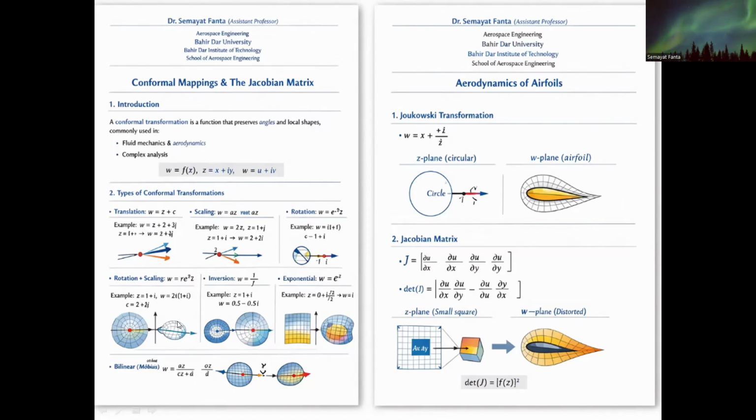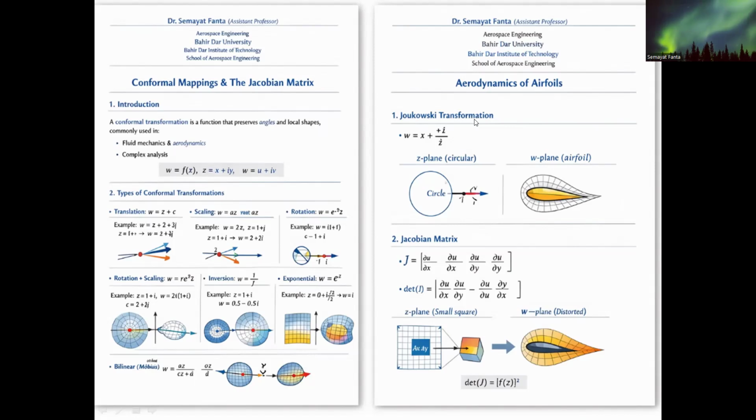Each has examples given. For example, z is equal to 1 plus i, and w is equal to 2i times (i plus 1). Then we have transformed this plane into this type of plane. In the case of inversion also, we have this type of transformation. These are the transformations in each case. And the bilinear transformation is also here.